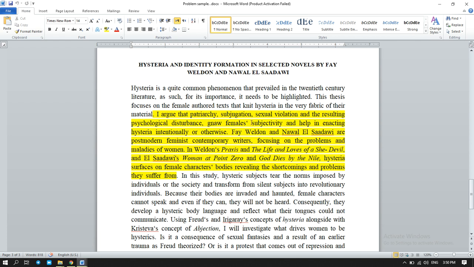So these two writers focus on problems, on maladies, diseases of women. So hysteria surfaces on female characters' bodies, revealing the shortcomings and problems they suffer from. I concluded this based on my reading of the texts. So I found that there is something present in these texts, and there is a problem, and it has not been addressed by previous writers. So this constituted the problem of my research.